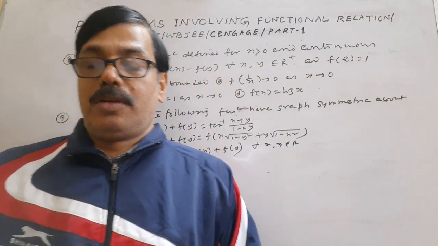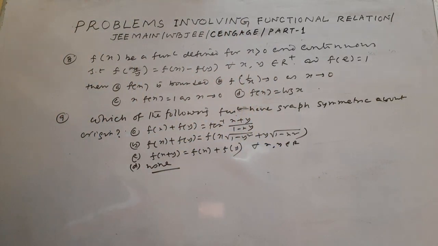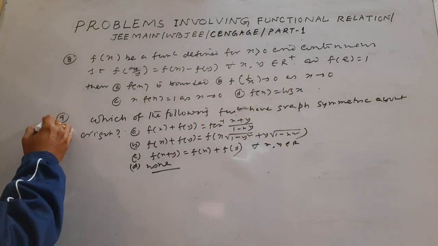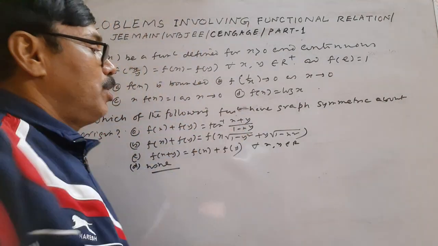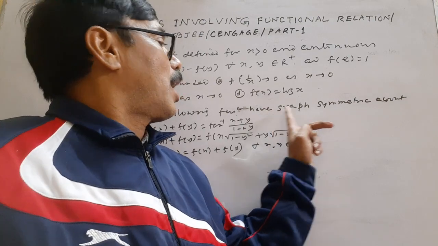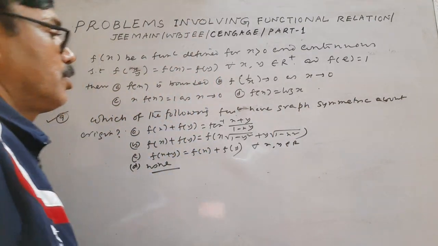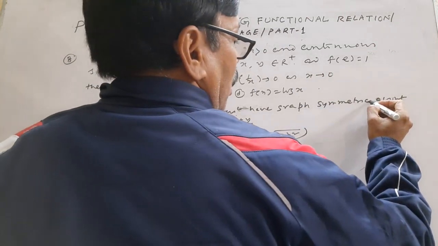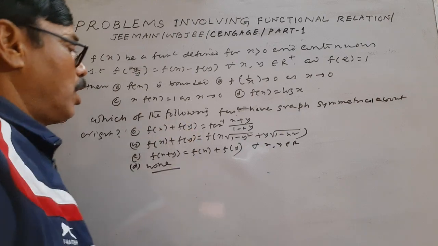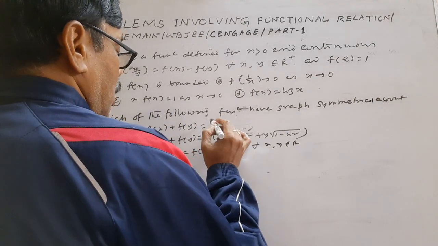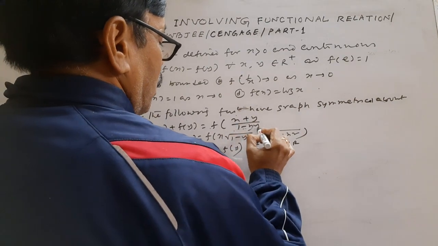Now we consider 2 more interesting problems. So problem number 9 first. Which of the following functions have graphs symmetrical about origin? f(x) + f(y) = f((x + y)/(1 - xy)).